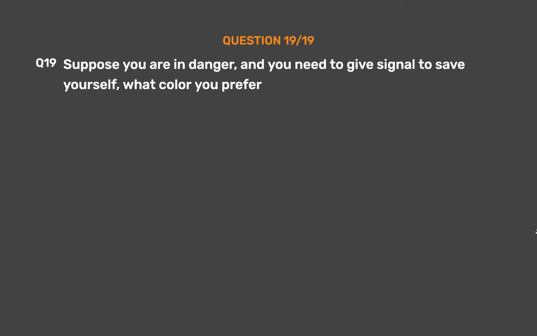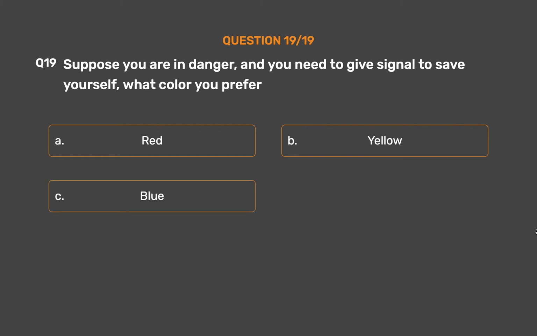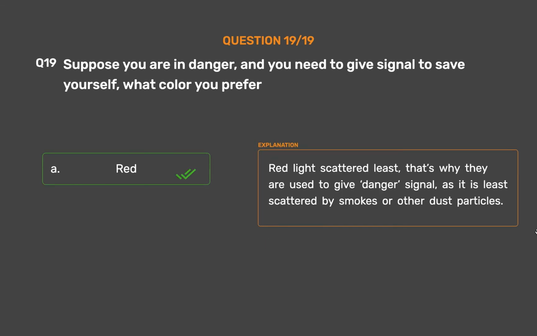Question number 19. Suppose you're in danger, and you need to give signal to save yourself. What color you prefer? Option A, red. Option B, yellow. Option C, blue. Option D, violet. The correct answer is option A, red. Red light scattered least. That's why they are used to give danger signal, as it is least scattered by smokes or other dust particles.